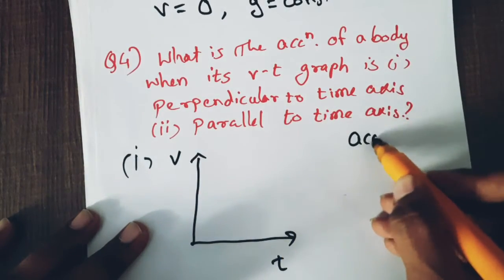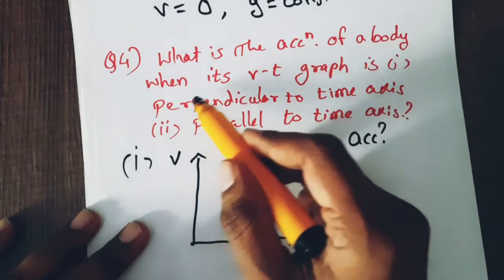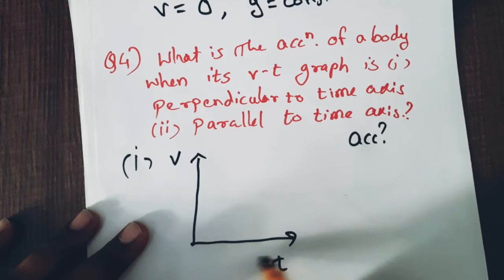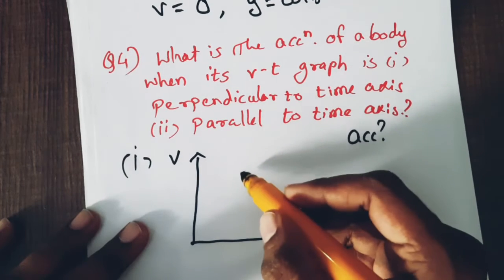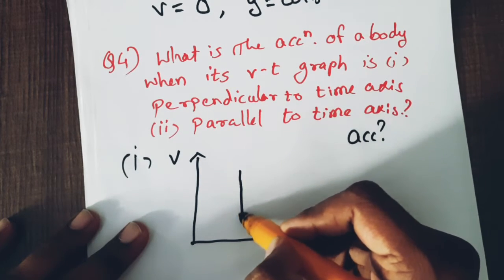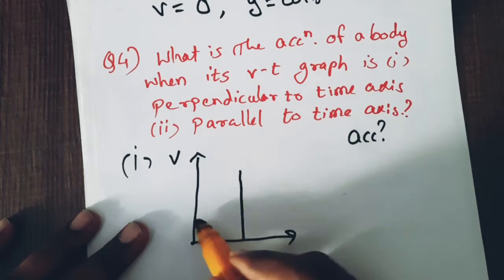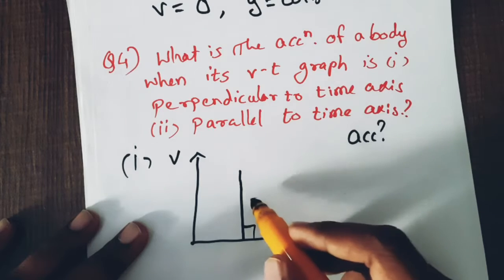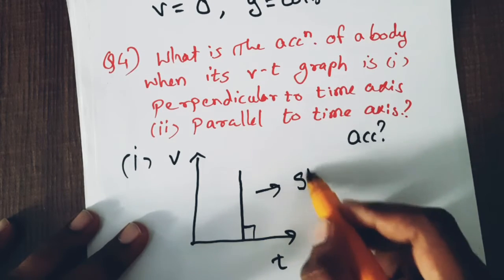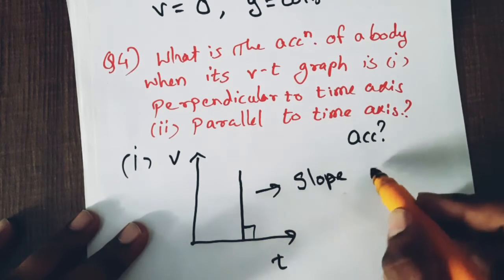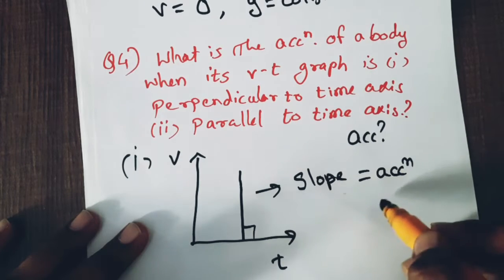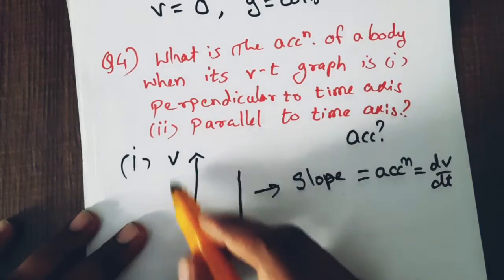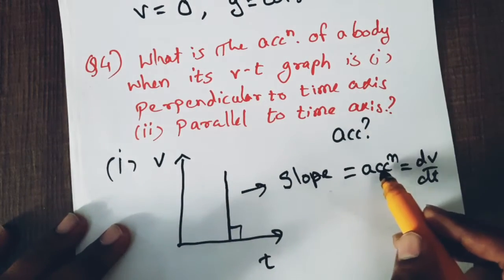We have to find acceleration when its velocity time graph is perpendicular to the time axis. So this is our time axis, and the graph is perpendicular to the time axis, which means the graph is like this. Obviously it is parallel to v and perpendicular to the time axis. So what can you say about the slope of this graph? Slope of velocity time graph is equal to acceleration. We know that slope of velocity time graph is dv by dt. Rate of change of v is acceleration.